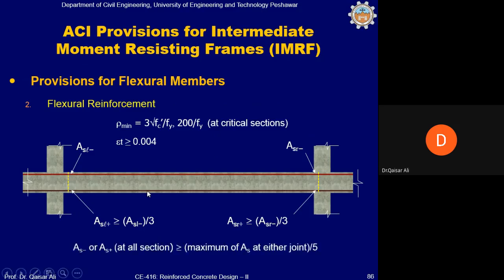And at any location, the area of steel shall be at least the maximum area of steel divided by 5, that is 20% instead of 25%.